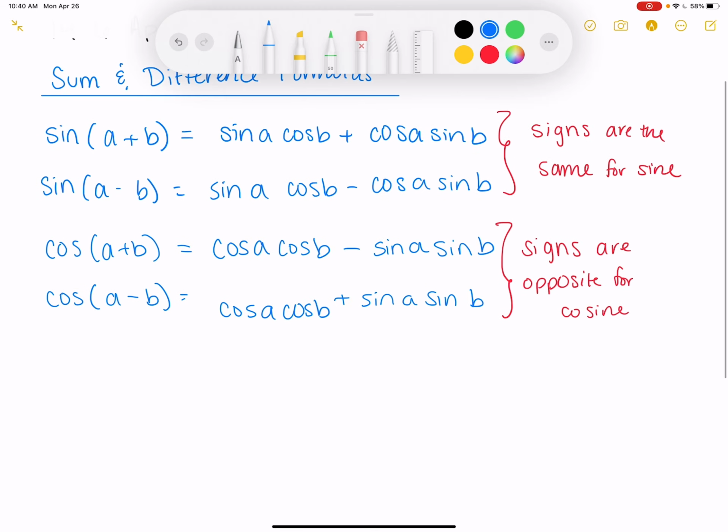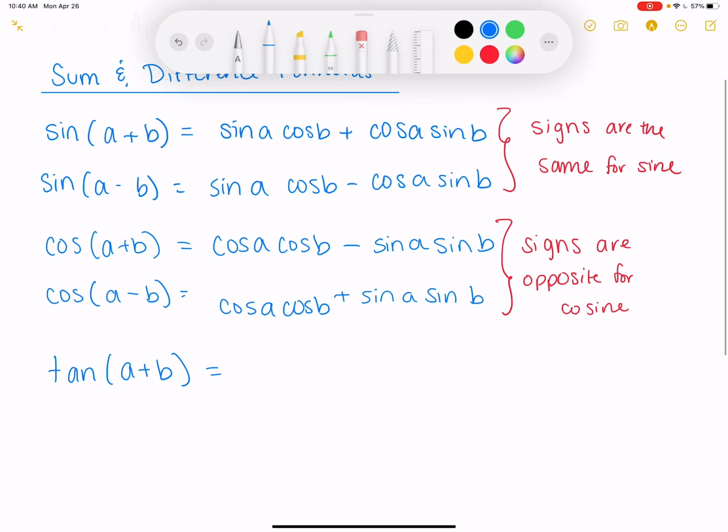All right, and then lastly, tangent. Tangent is hands down the most confusing. It's not bad, it's just the most confusing. The formula is not the confusing part. It's the plugging in numbers and having to solve it that is the confusing part.